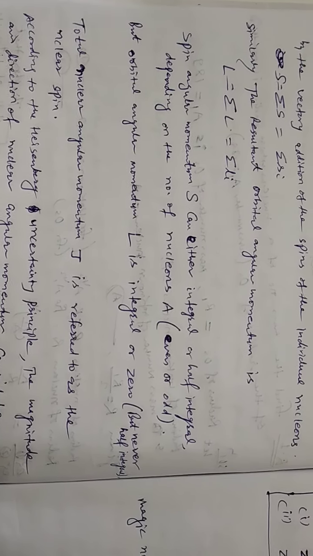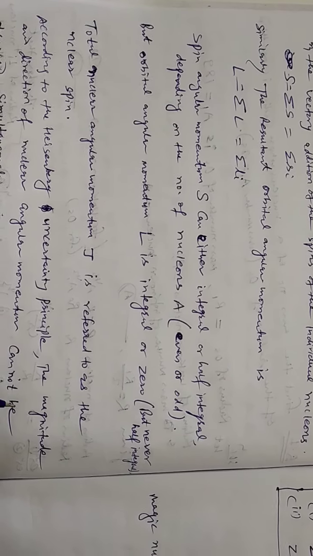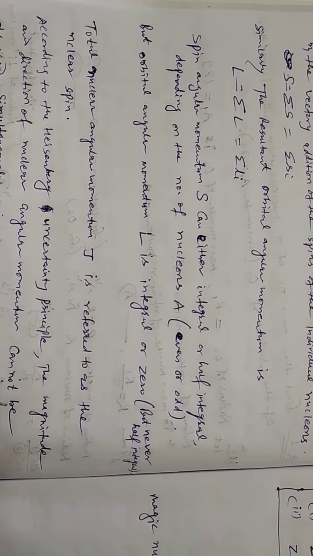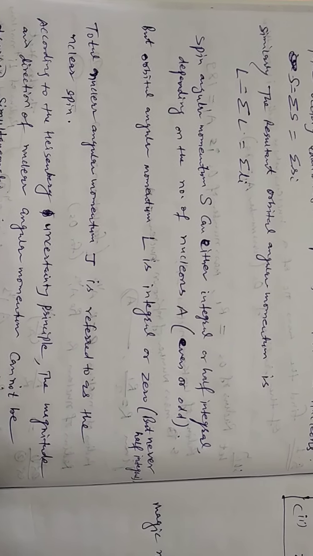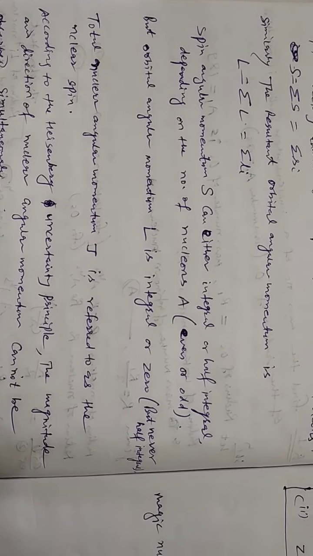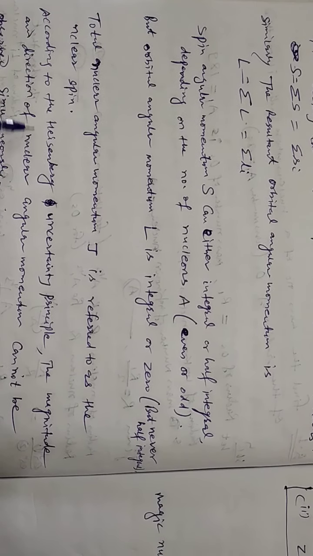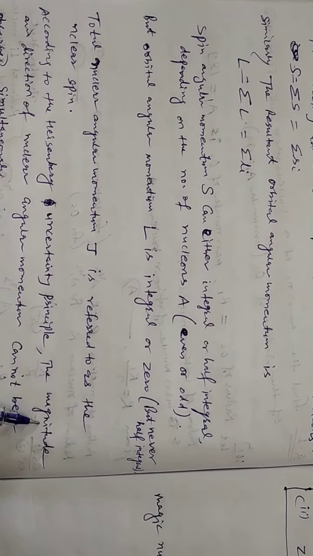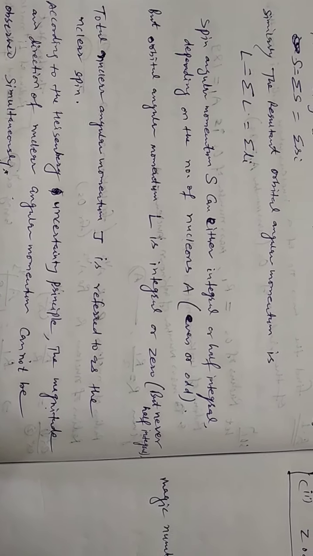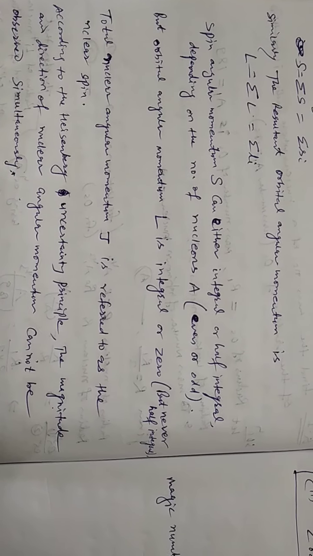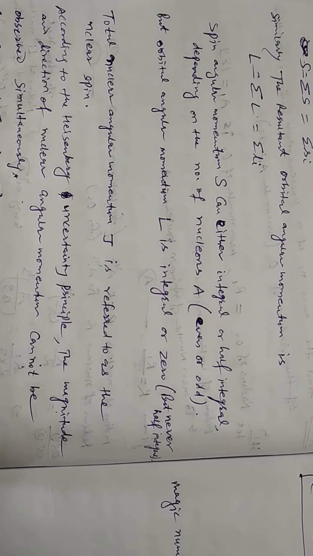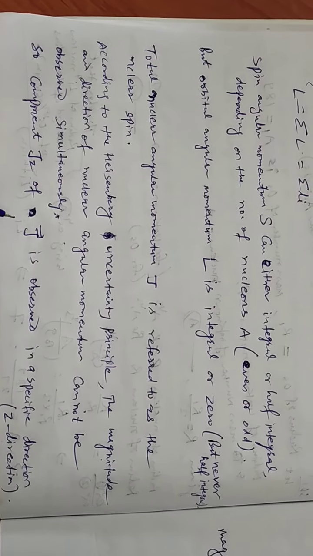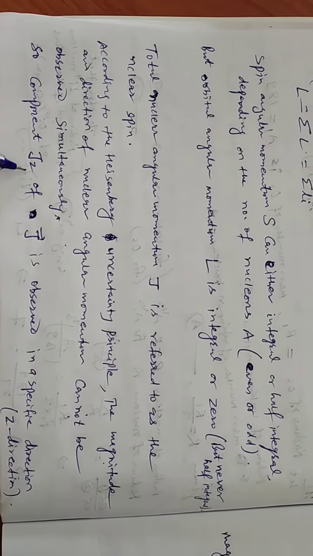According to the Heisenberg uncertainty principle, the magnitude and direction of nuclear angular momentum cannot be observed simultaneously. As we are all familiar with this principle, these two quantities cannot be measured simultaneously. So if we fix the direction, say the Z direction, then we can observe the component along the Z direction, means its absolute value Jz.